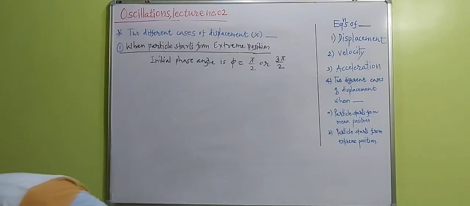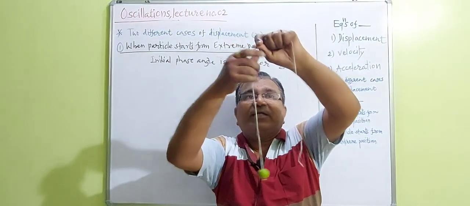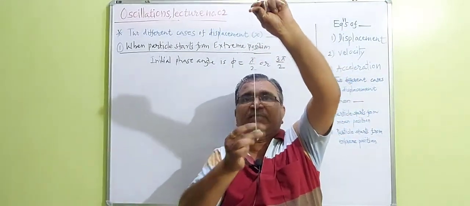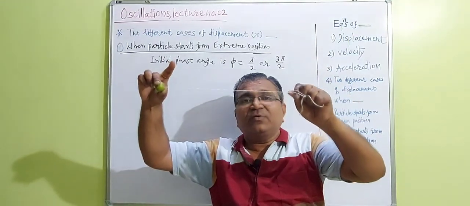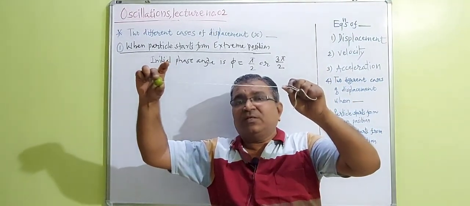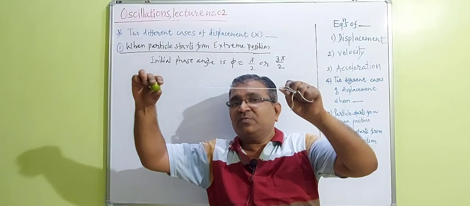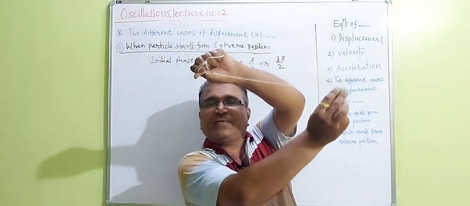See here, this is mean position. When the particle is at extreme position, phi is equal to pi by 2. Then how 3 pi by 2? Initially it is on one side of extreme position, pi by 2. Then here 2 pi by 2 and here 3 pi by 2.